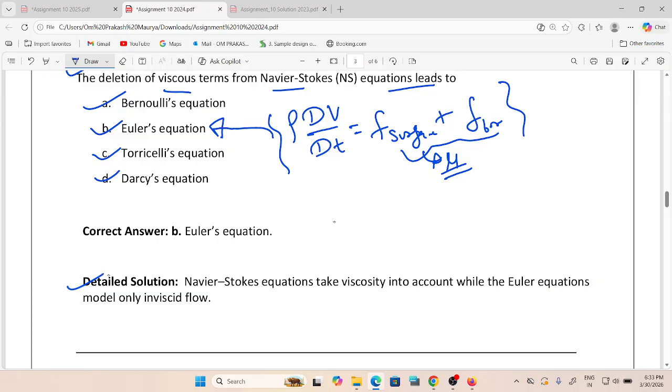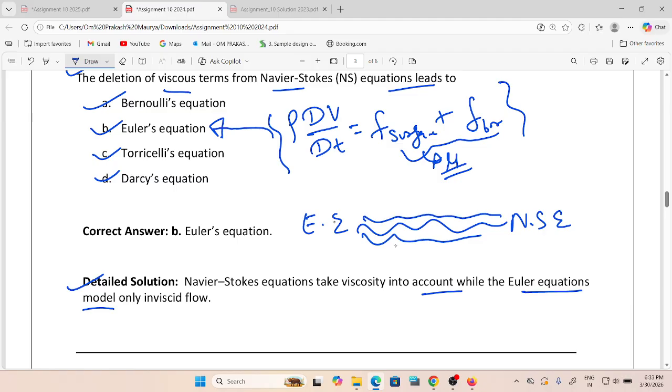So, the detailed solution: the Navier-Stokes equation takes viscosity into account, while the Euler equation models only inviscid flow. Here is the Euler equation and here is the Navier-Stokes equation. So what is the bridge? What is the gap? The gap is viscosity. Viscosity consideration.